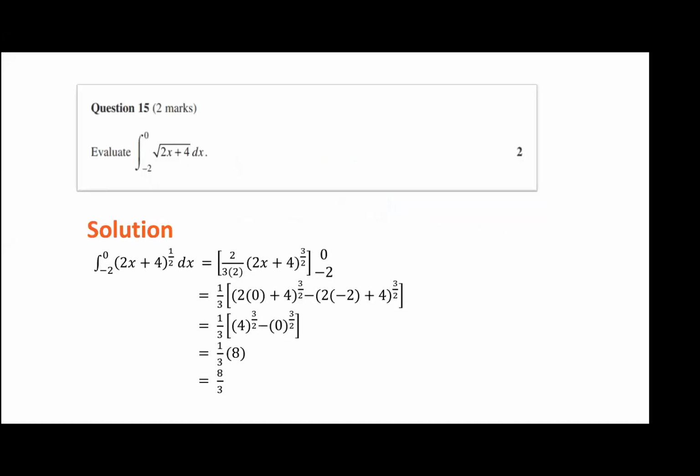The first question we marked was question 15. It was the evaluation of the integral of the square root of 2x plus 4. The solution required students to understand the square root becomes a half, and they needed to do the appropriate substitutions after the integration.